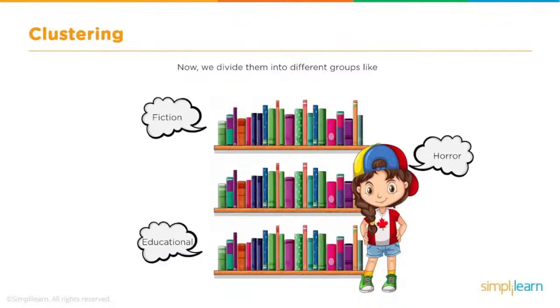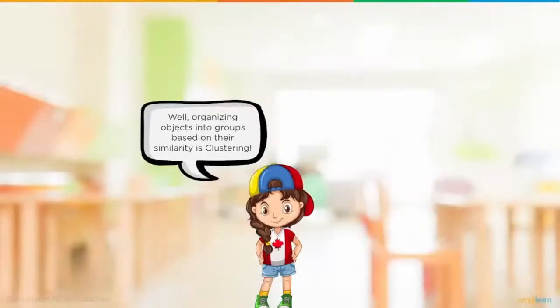But we have fiction, horror, and education, and we want to go ahead and divide our books up. Well, organizing objects into groups based on similarity is clustering. And in this case, as we're looking at the books, we're talking about clustering things with known categories. But you can also use it to explore data. So you might not know the categories, you just know that you need to divide it up in some way to conquer the data and to organize it better.